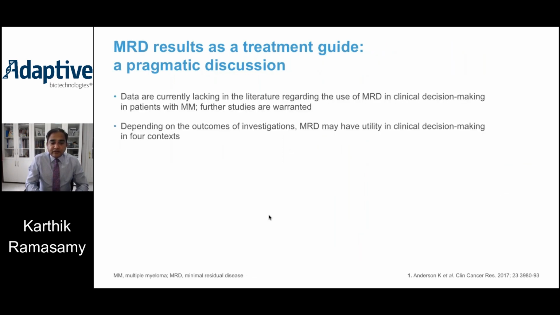So what I want to do is to start discussing with you, how do we use MRD results as a treatment guide? I want to engage in a very pragmatic discussion using some scenarios and case studies. We all know that the data are currently lacking in the literature regarding the use of MRD in clinical decision-making. There is enough data for us to know that MRD is an important predictive factor, as you've all acknowledged. And depending on the outcomes of these investigations and trials that are ongoing, MRD may have utility in clinical decision-making. And I'm going to highlight 4 contexts, and more may come through in time.